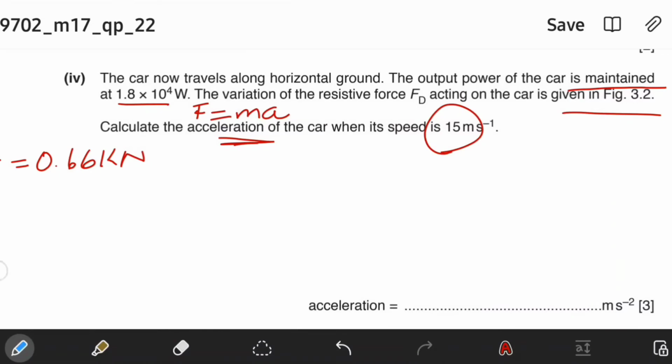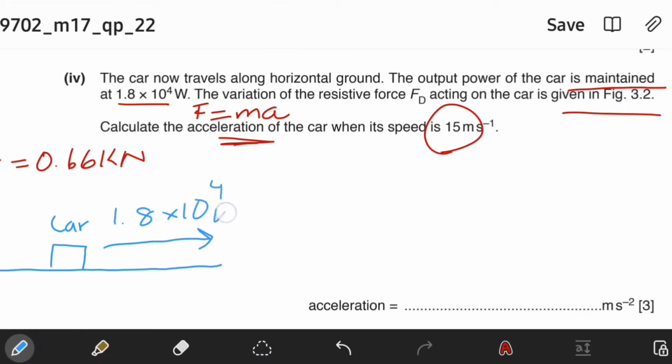The car is traveling on a horizontal ground. For example, this is the car, and what we only have is the output power, which is constant at 1.8 times 10 to the power 4, and we know the other thing, which is resistive force, as 0.66 kilonewtons. We also know the 15 meter per second speed, so we can use the formula of power is equal to force into velocity again.